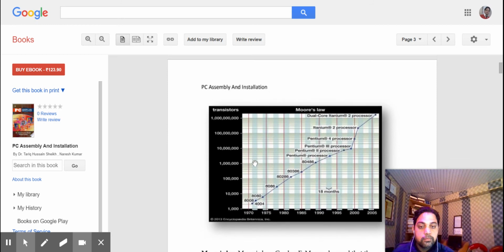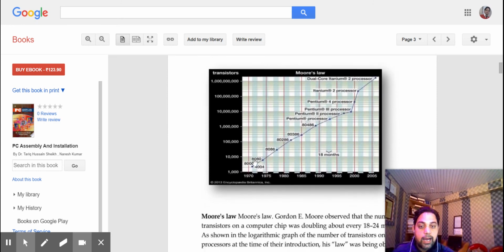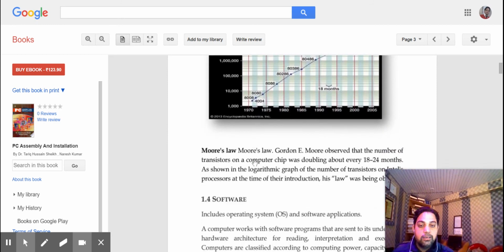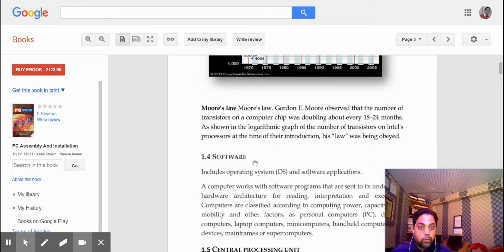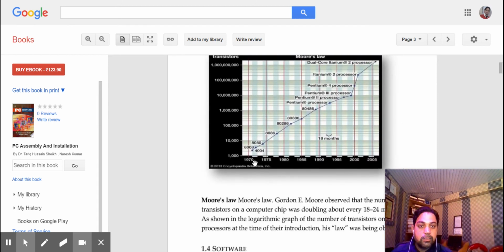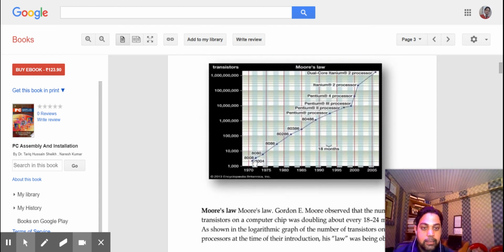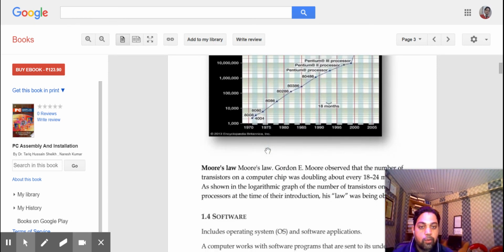So this is Moore's law diagram. Gordon E. Moore observed the number of transistors on a computer chip was doubling about every 18 to 24 months, as shown in the logarithmic table. We have seen here the number of transistors is increasing as we move upward.